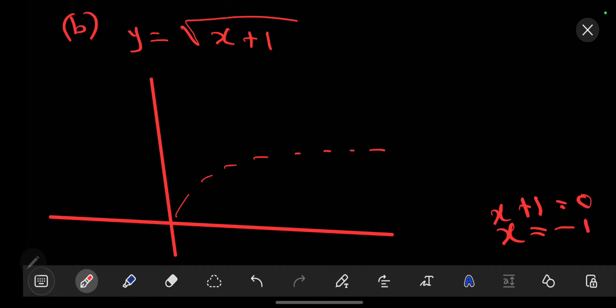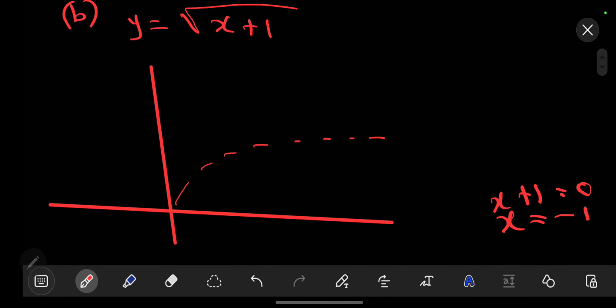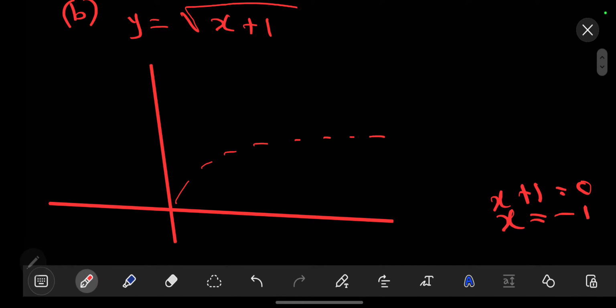Each and every time you are adding inside the root, it means there is a shift to the left. So we are going to say x equal to -1 means that this point is moved to -1. So now we have a -1. The graph will be the same, but it will just start from there and continue going like that.